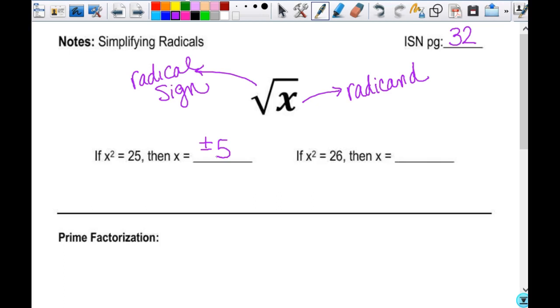Plus or minus. So x equals plus or minus something. Is 26 a perfect square? No. Do I want a decimal? No. So your answer is the square root of 26, or plus or minus the square root of 26. It is what it is. You can't do anything else.